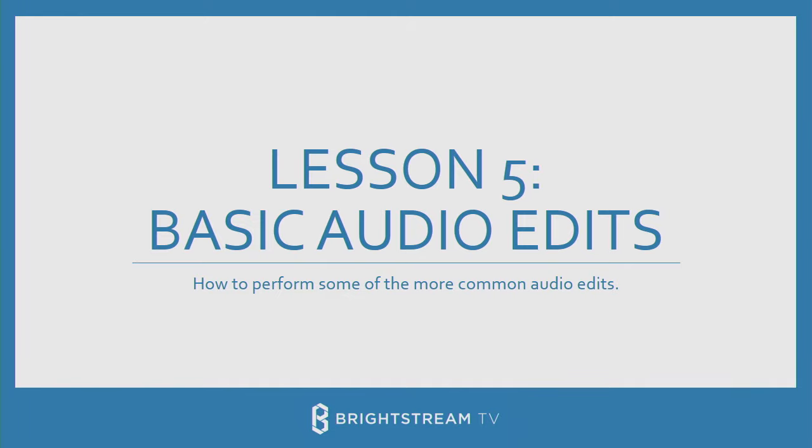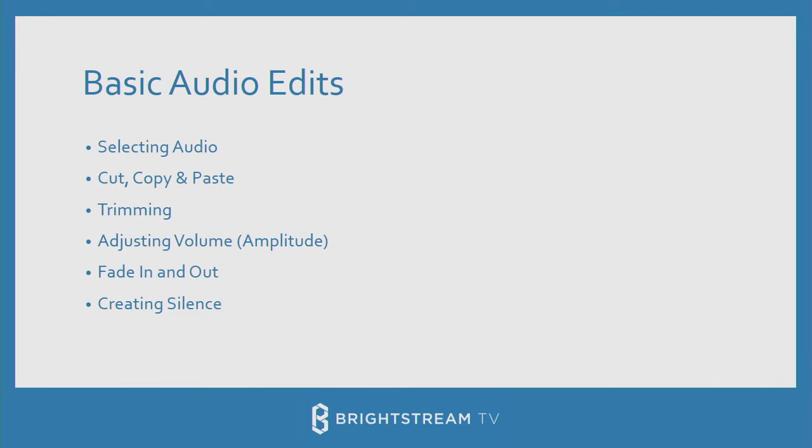All right. Now that we have this audio file inside of Audition, let's take a look at some of the basic edits that we can create. So here we have our audio files imported. In my case, I'm using just one here. We'll import some more as we go along. But what are some of the basic audio edits that would be commonplace? What are some of the things that we need to be able to do?